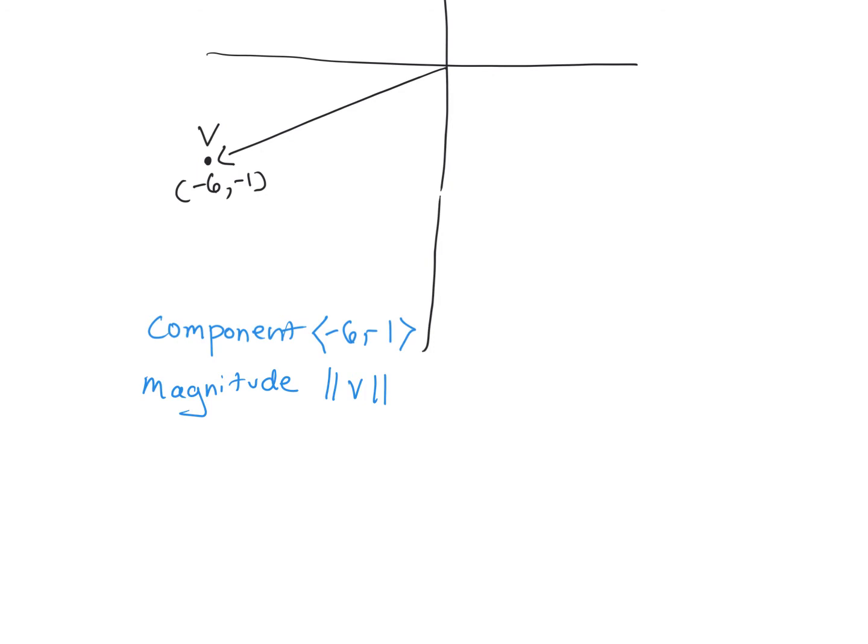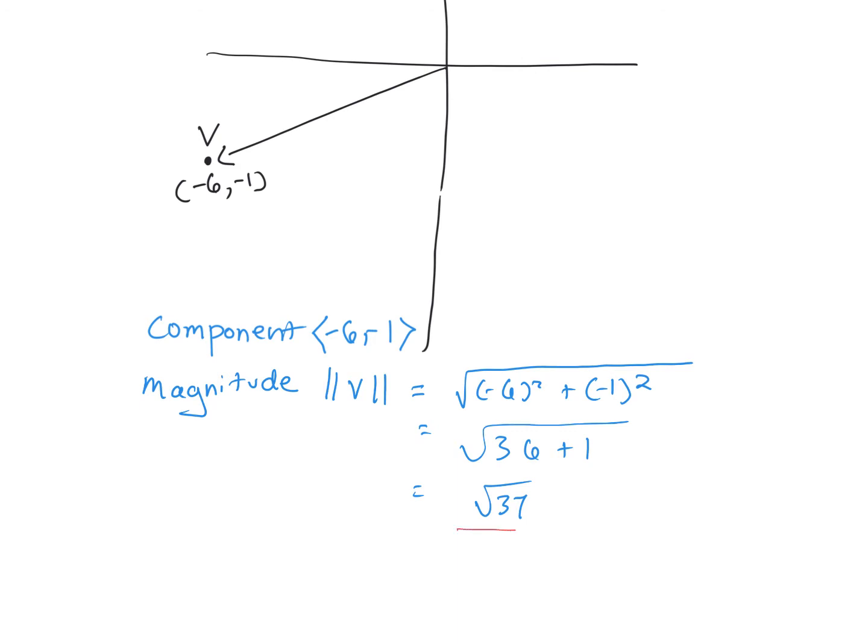And to do that, we use the distance formula to denote magnitude. So here, the magnitude is the same thing as saying the square root of -6 squared plus -1 squared. That will give us the square root of 36 plus 1, which is the square root of 37. So the magnitude is the square root of 37. The component is -6, -1.